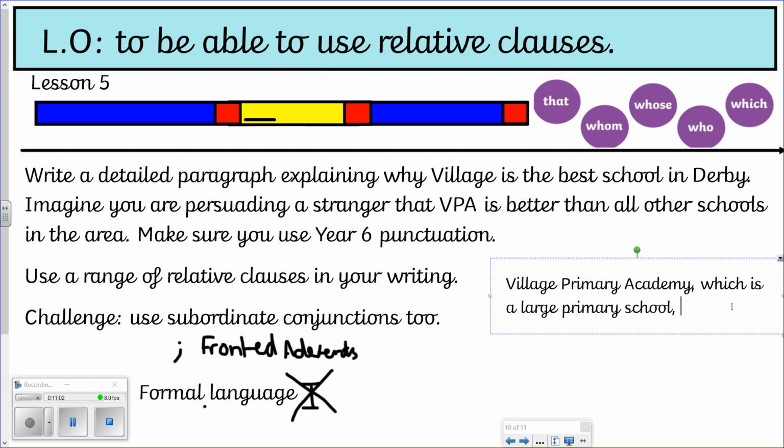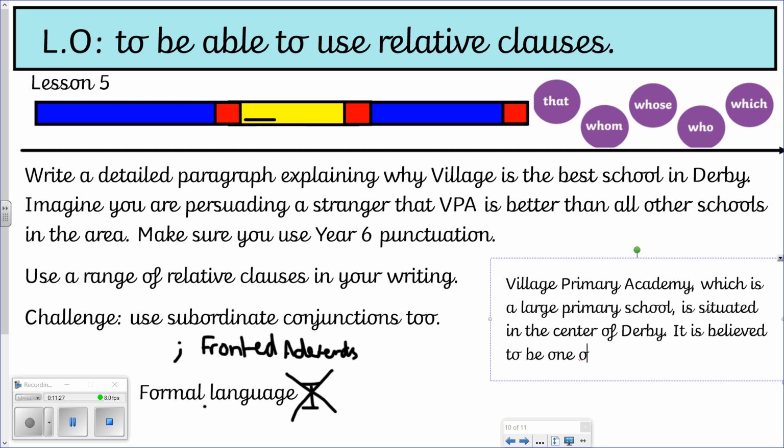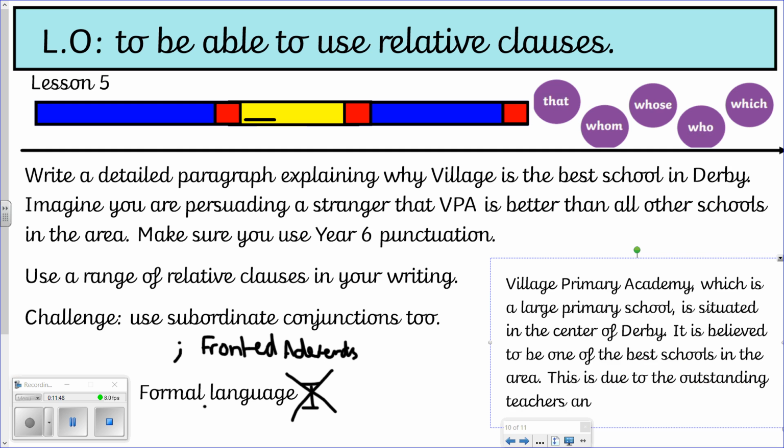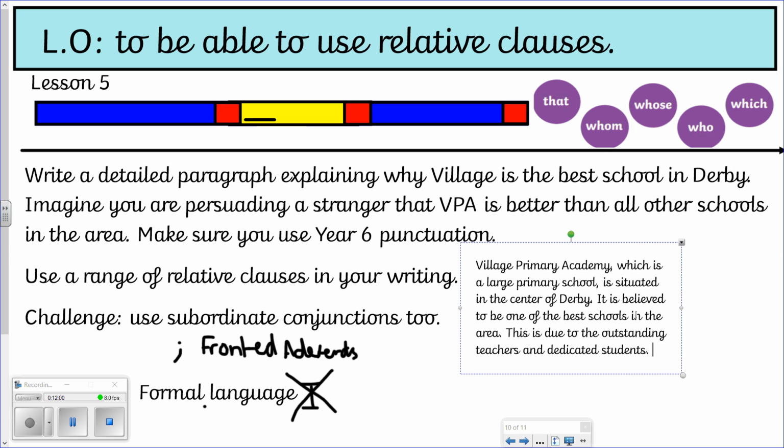So Village Primary Academy, which is a large primary school, is situated in the centre of Derby. Derby needs to have a capital letter, okay? It is believed to be one of the best schools in the area, okay? This is due to the outstanding teachers and dedicated students. Full stop. Okay, so I'm using formal language to help me to describe Village Primary Academy, but I'm not saying I love Derby or I think it's this.